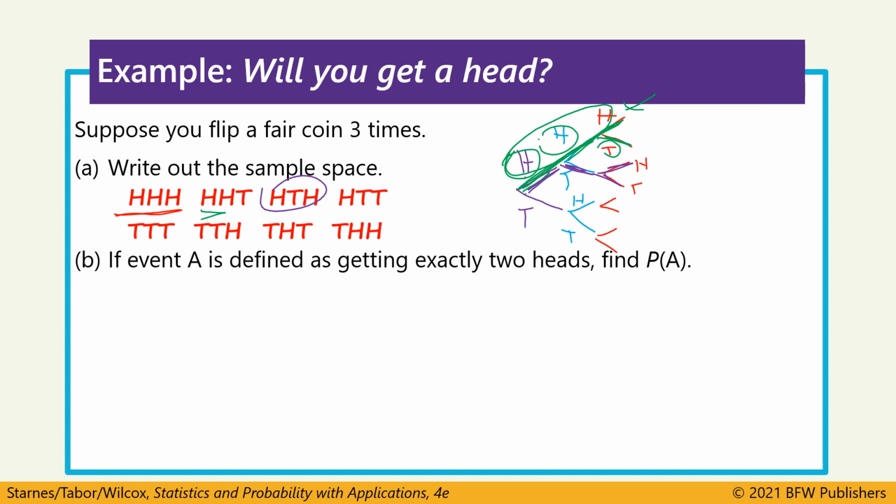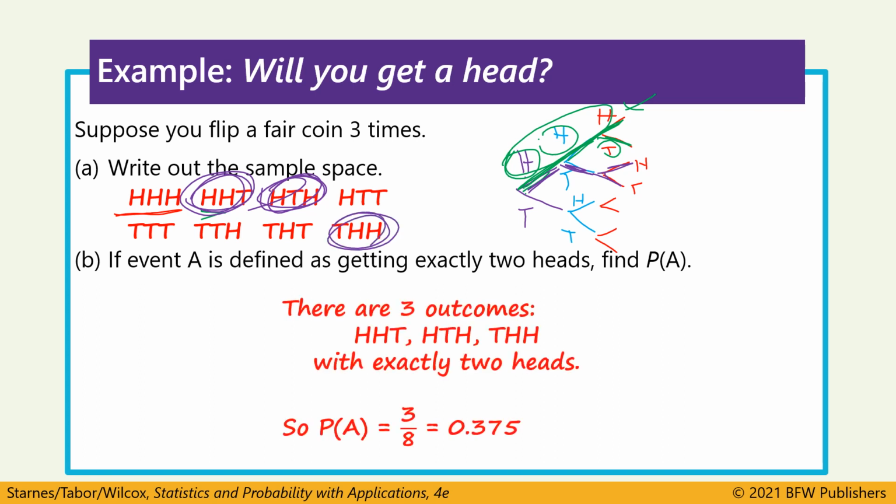All right, in part B it says if event A is defined as getting exactly 2 heads, find the probability of A. Well, this has exactly 2 heads, this has exactly 2 heads, and this one has exactly 2 heads, which is 3 out of 8.